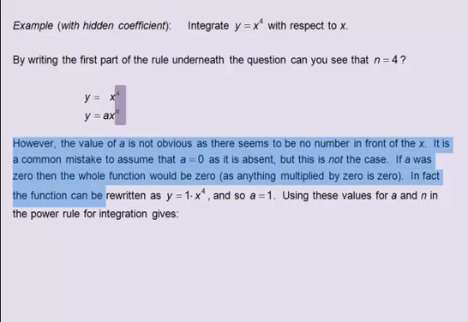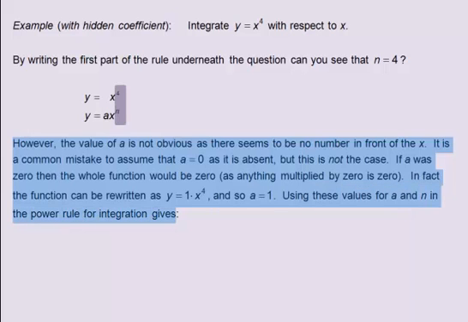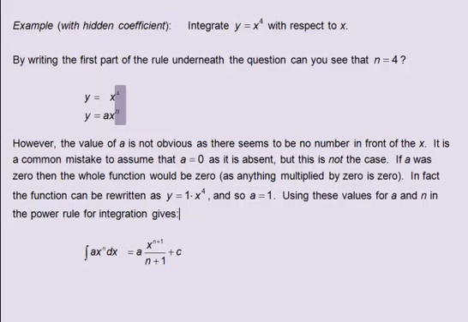In fact, the function can be rewritten as y equals 1 multiplied by x to the power 4, and so a equals 1. Using these values for a and n in the power rule for integration gives the integral of ax to the n dx equals a multiplied by x to the power n plus 1 divided by n plus 1 plus c. So, the integral of 1 multiplied by x to the 4 dx equals 1 multiplied by x to the power 4 plus 1 divided by 4 plus 1 plus c, which equals x to the 5 divided by 5 plus c, as 4 plus 1 equals 5.